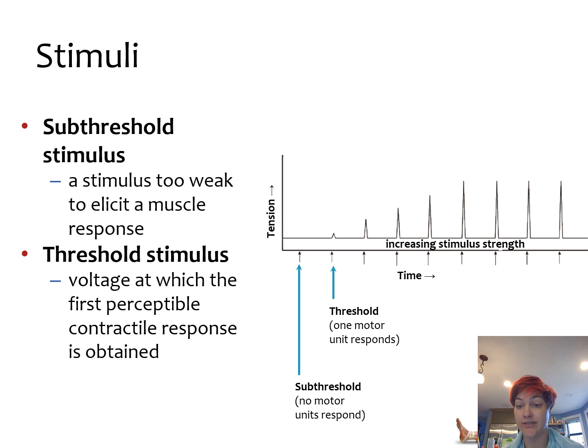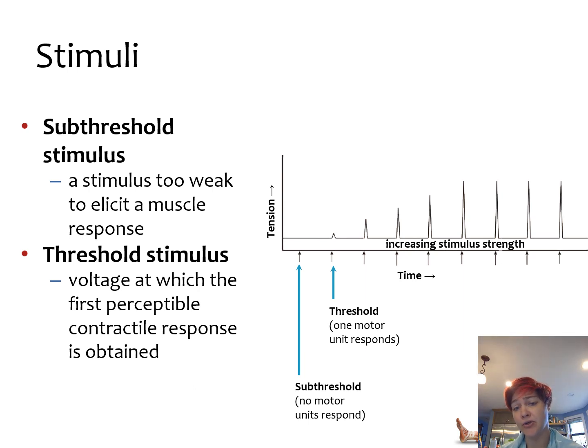Okay, let's talk about stimulus. So once again, stimulus can come from electrical, chemical, punching the muscle, who knows? If you don't punch the muscle hard enough, it will be too weak to elicit a response. Okay, don't practice this at home. That would be a subthreshold stimulus. So the threshold stimulus is the voltage at which the first perceptible contractile response is obtained. Subthreshold is none of those motor neurons or units are going, hey, you need to start working, start sliding that stuff. None of that's happening.